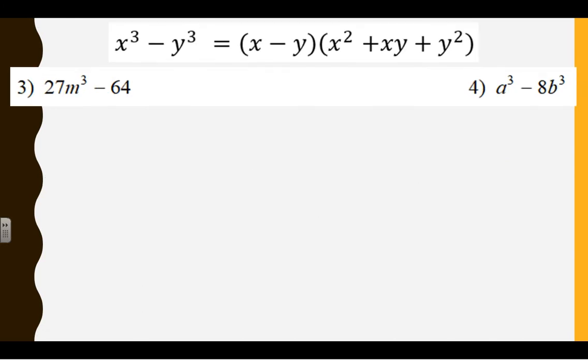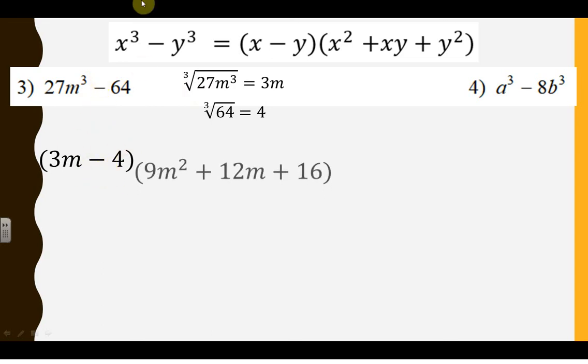Still the same concept. Take the cube root of the first two terms. Cube root of 27 is 3. Cube root of m cubed is obviously m. Same thing, 64 is 4. So then there's your first parenthesis. Again, this time, remember, same, opposite, positive. Notice it's the same sign. So it's not positive. It's the same sign as that sign.